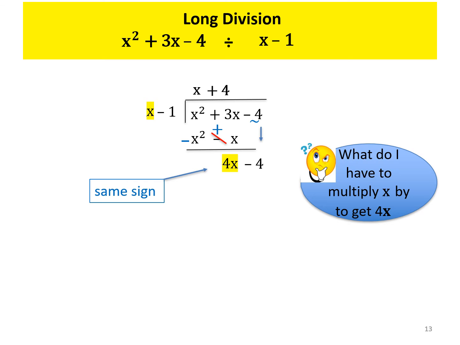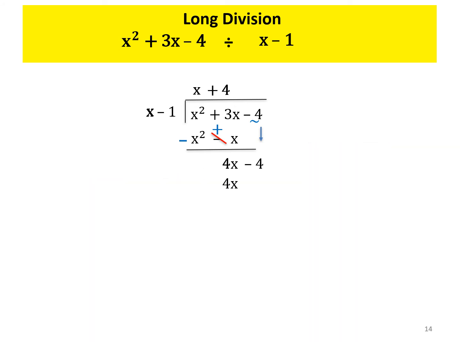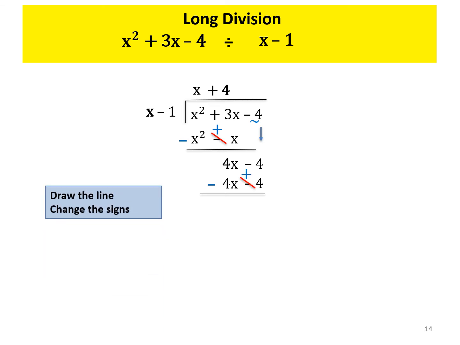And now you're going to multiply. 4 times the x is 4x. Looking good. And then you're going to multiply the 4 times the negative 1, which is a negative 4. Now remember what we do. The two actions. Here we go. You're going to go ahead, draw the line, change the signs. And now we go and figure this out with 4x minus 4x is going to be 0. That's the idea. And a negative 4 and a positive 4 is 0. And we have nothing else to bring down, so therefore you have no remainder, and your answer is going to be x plus 4.